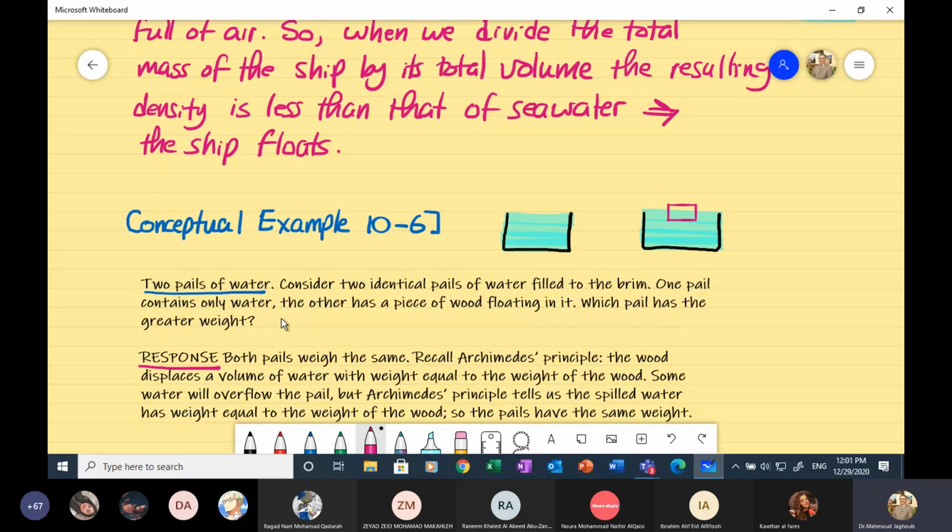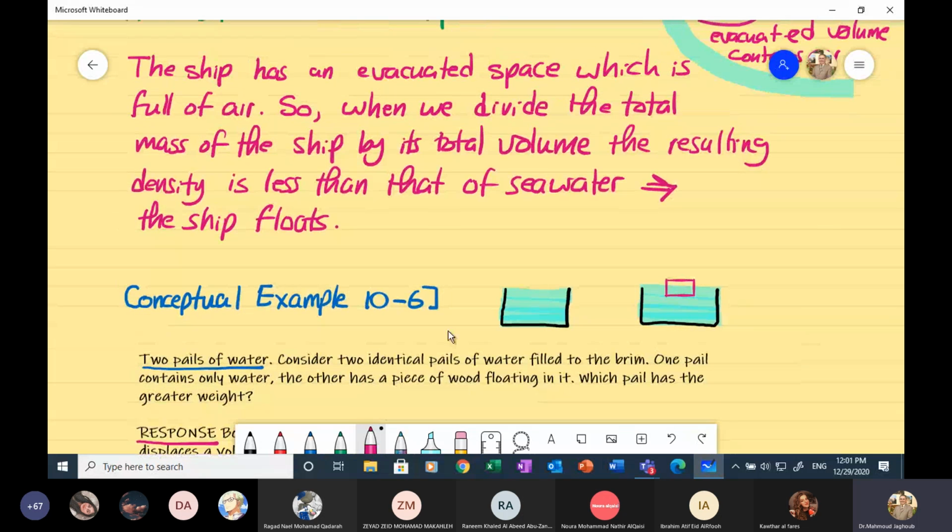Which pail has greater weight? Okay, now if we weigh this and we also weigh this, which one has more weight? Which of them has the greater weight? Tell me. Which one do you think has more weight?